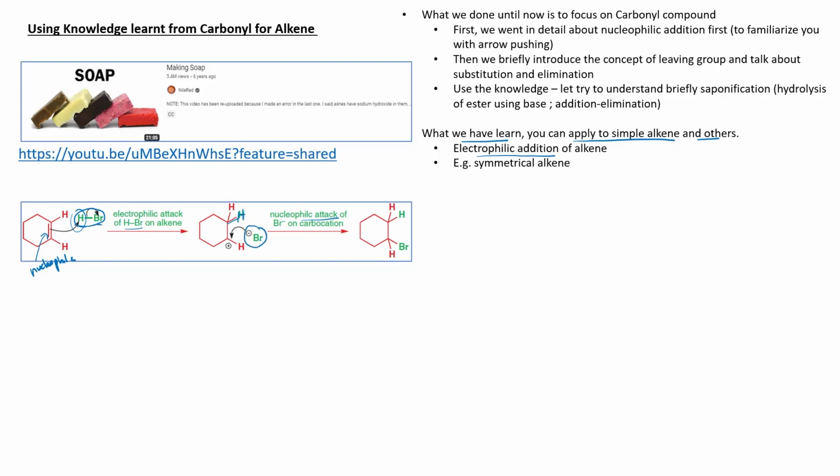The same Br will attack this carbocation intermediate, because when you try to attack, the double bond will break and make a bond with the hydrogen, and then you will be left with the carbocation. We have learned carbocation before. Carbocation can behave like an electrophile. So the bromide ion that is left before can come back and attack this carbocation.